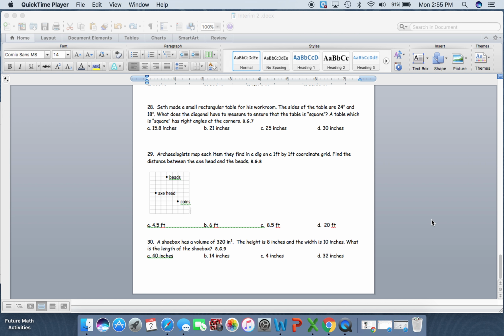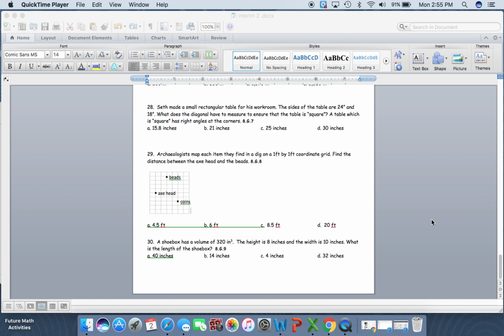Number 28. Seth made a small rectangular table for his workroom. The sides of the table are 24 inches and 18 inches. What does the diagonal have to measure to ensure that the table is a square? A table which is a square has right angles at the corners. A. 15.8 inches, B. 21 inches, C. 25 inches, D. 30 inches.